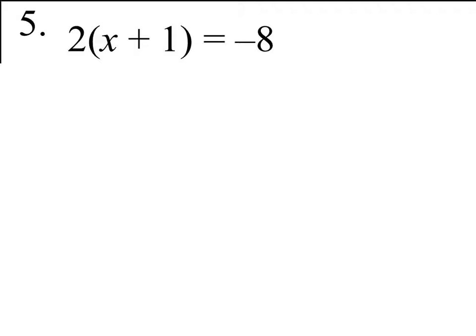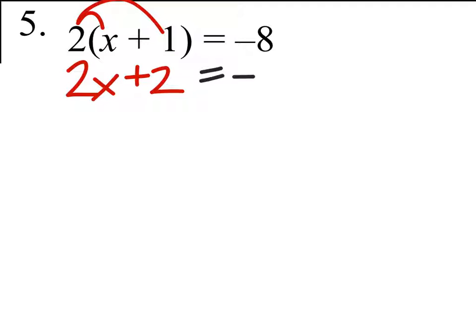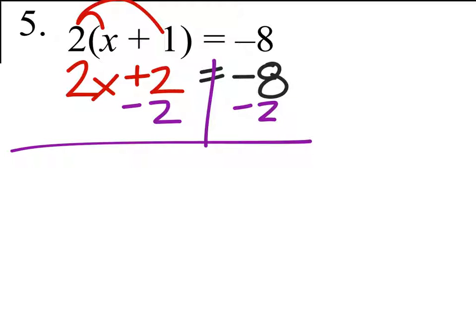Alright, number 5. We got 2 groups of x plus 1, and that should equal negative 8. Once again, we'll use distribution. So 2 times x is 2x, and then 2 times 1 is a positive 2. This should equal negative 8. Now it looks like one of the equations that we're used to seeing, and that's great. So we need to subtract 2 from both sides to solve this.